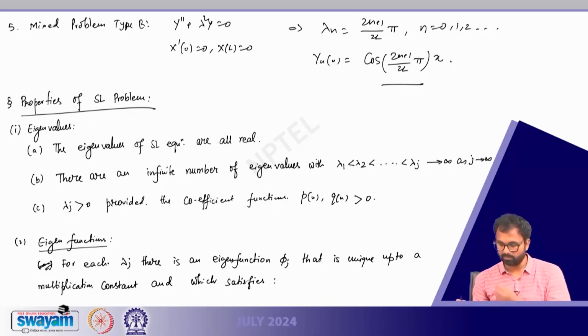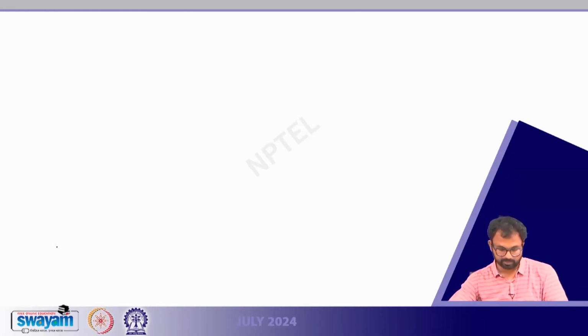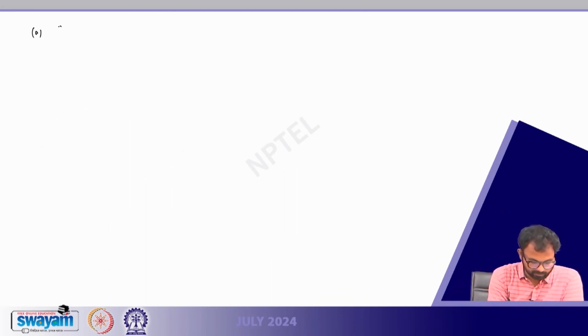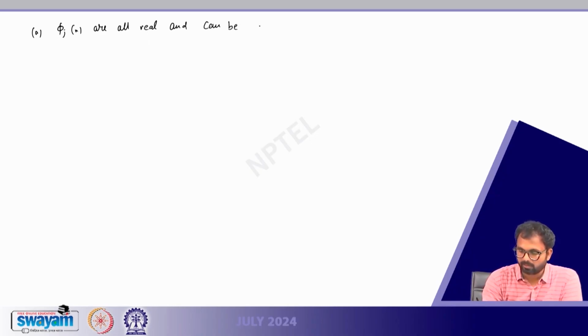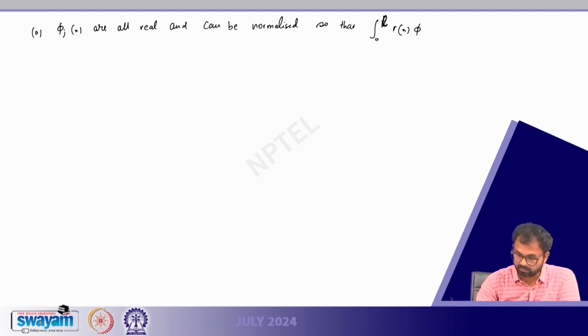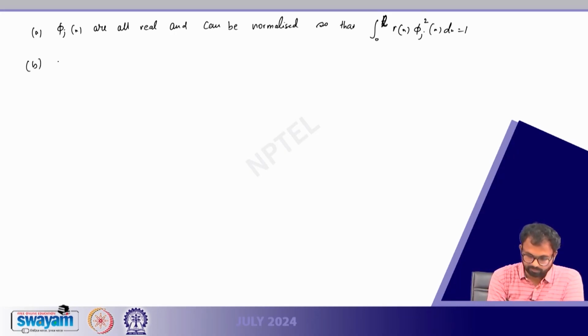phi j of x are all real and can be normalized so that the integral from 0 to L of r(x) phi j square x dx will be 1.